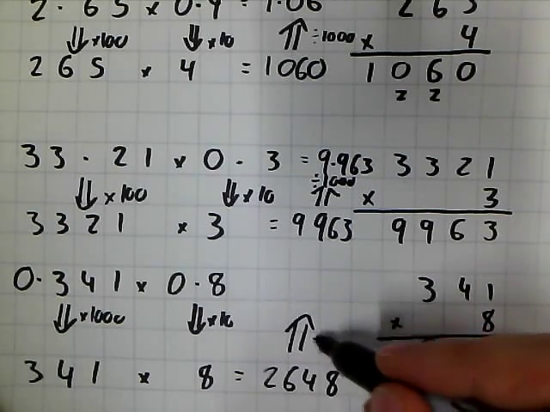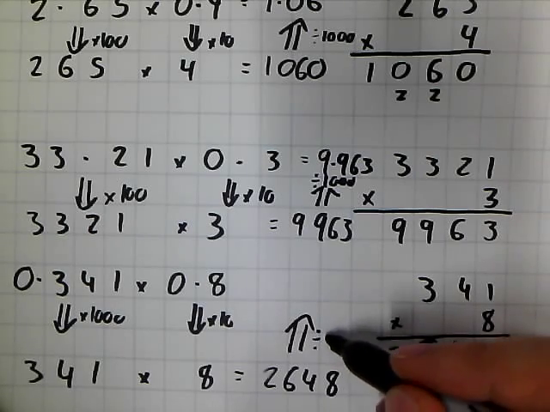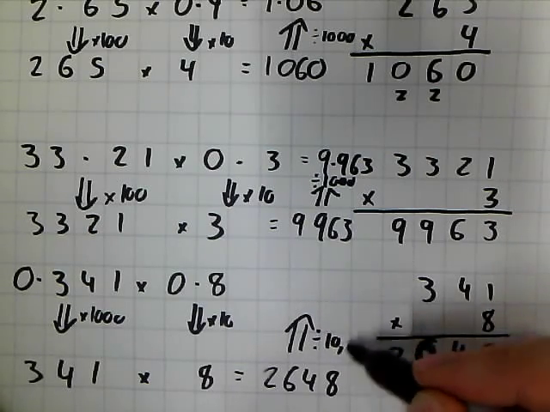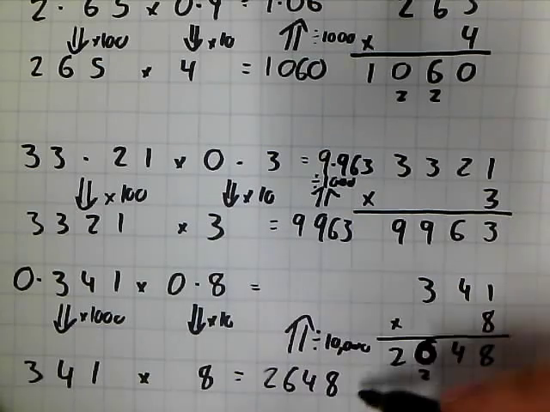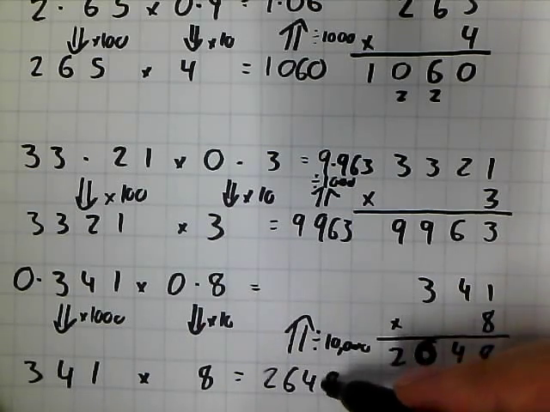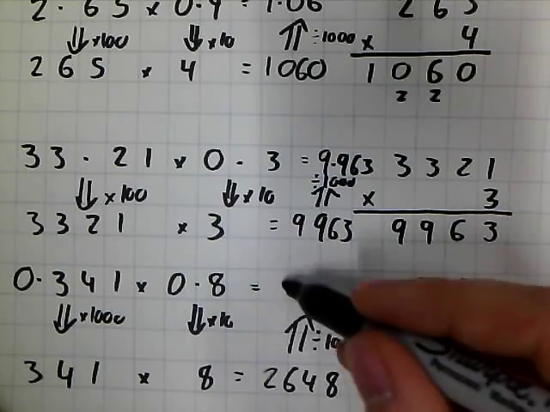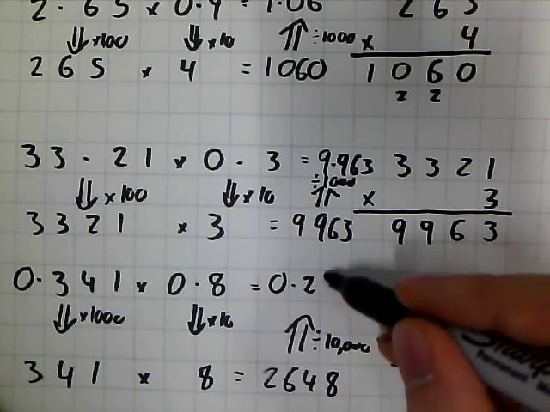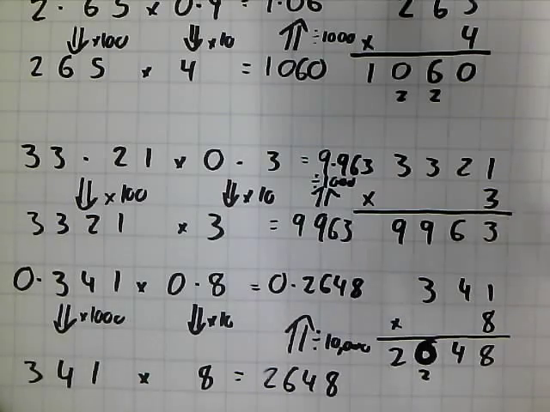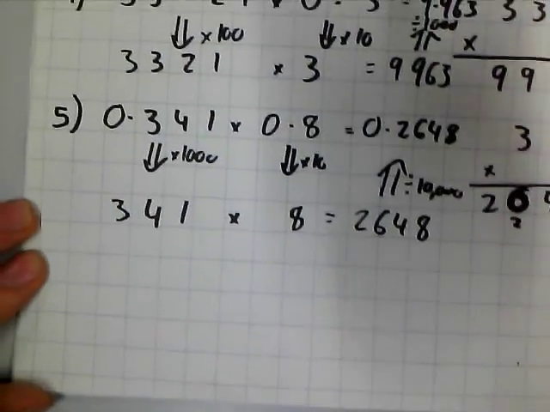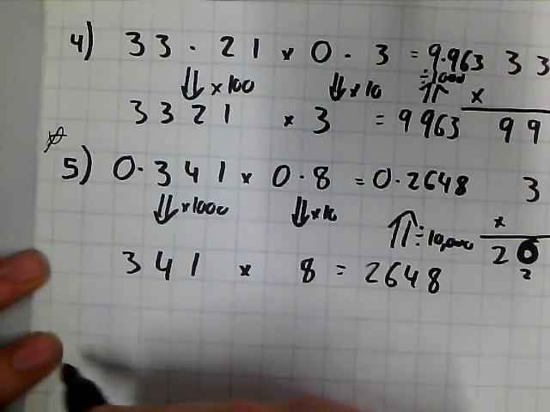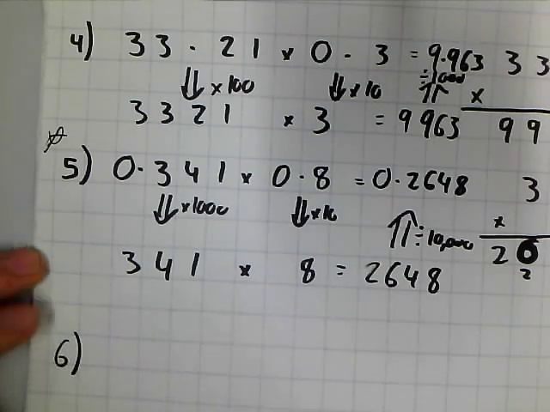So I now want to divide my answer by 1,000 and 10, or the same as 10,000. So dividing by 10,000, that'll go 1, 2, 3. That's 1,000. Another 10, so that's going to be 0.2728. Okay, question 6.